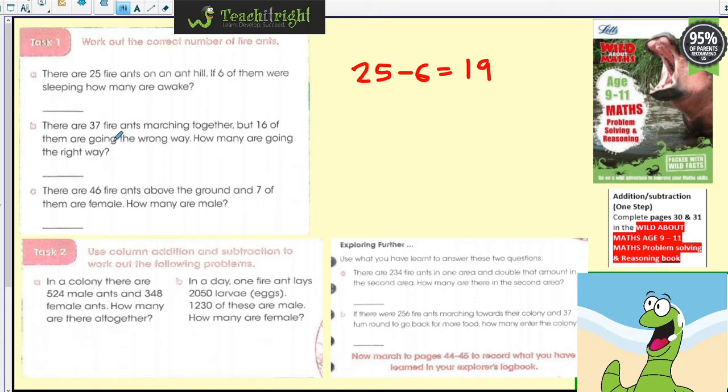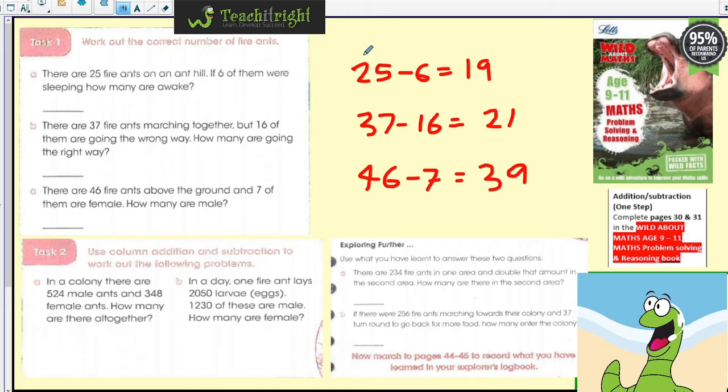So for B, there are 37 ants marching together, but 16 are going the wrong way. So that's going to be 37 subtract the 16 who are going in the wrong direction. Again, from here, 7 take 6 gives you 1, 3 take 1 gives you 2, so 21 left over. And for C, there are 46 fire ants above ground, 7 of them are female, how many are male? Translating that, it just simply wants to know 46 subtract 7. I think it's almost always, especially with a short question like this, worth writing out so you're very clear on what you're doing. With this one, 6 take 7, you need to carry 1 more over, so it's going to take you down to 39. And whether you set it like this or set it out as a column, that's absolutely fine. Either way.